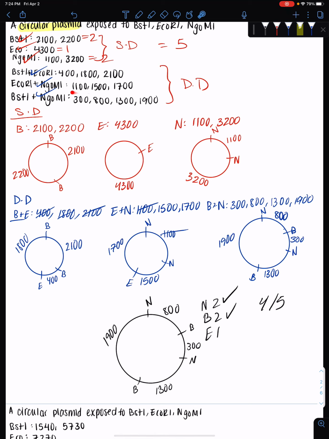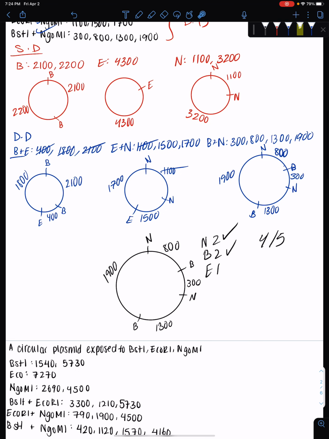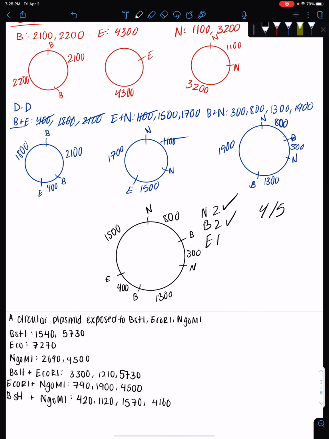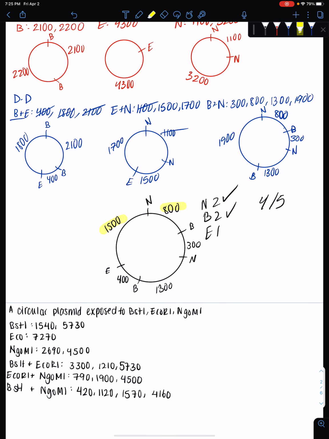So let's find out a combination of any of these 6 numbers that is going to equal a fragment size here, because then we can determine which of these fragment sizes is going to be split into any of these 2 number combinations. So as you can see, 400 and 1500 equal 1900. So this 1900 fragment is going to be split into 1500 and 400 by E. So let's make a cut by E. This area is going to be worth 400, and this area is now going to be worth 1500. And this is going to be our full triple digest.